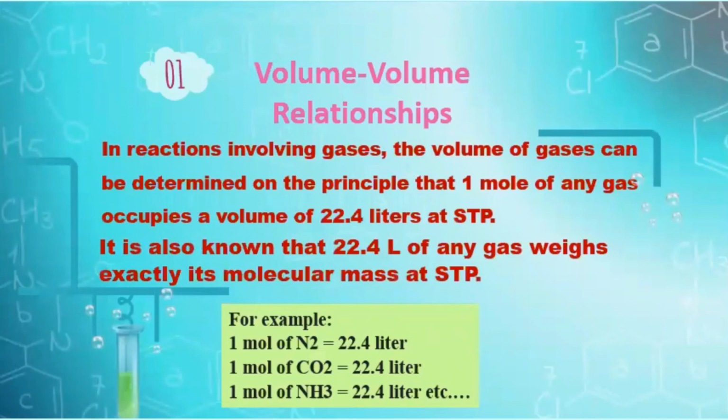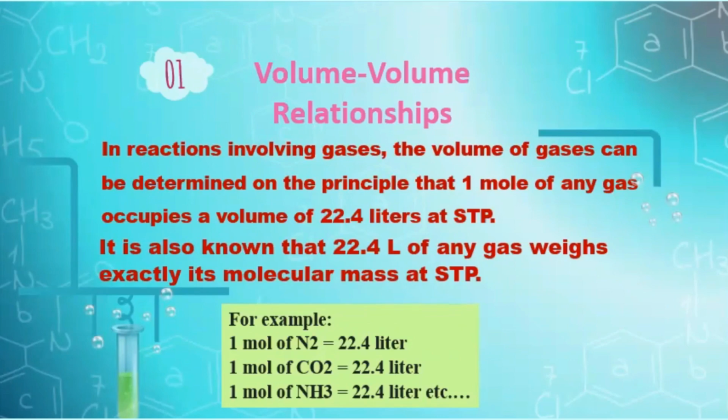The volume-volume problem, or volume-volume relationship, is also called volume-volume conversion. In reactions involving gases, the volume of gas can be determined on the principle that one mole of any gas occupies a volume of 22.4 liters at standard temperature and pressure. STP refers to what? S stands for standard, T stands for temperature at 0 degrees Celsius, and P stands for pressure at 1 atmosphere.